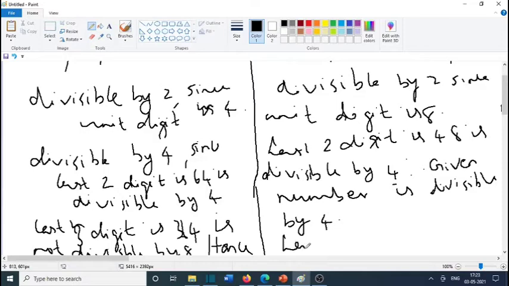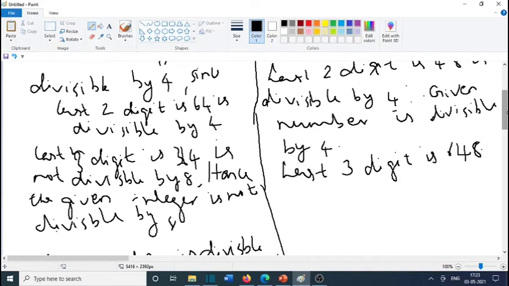Now, the last 3 digits are 648. Divide 648 by 8: 64 by 8 is 8, then taking the next digit, 8. So it is 81. So it is divisible by 8.